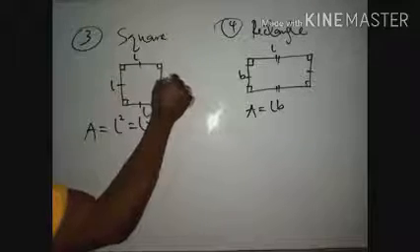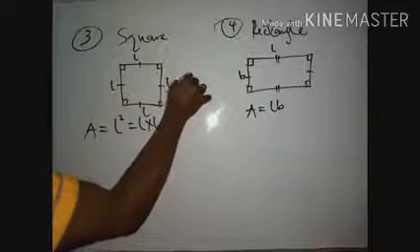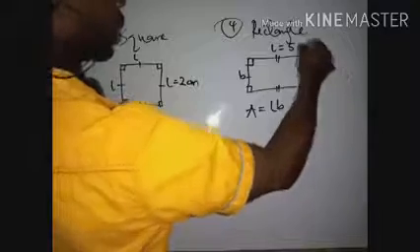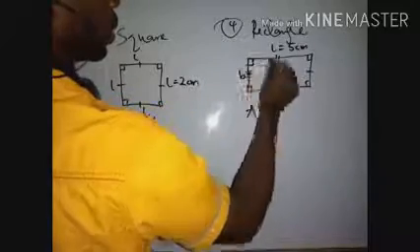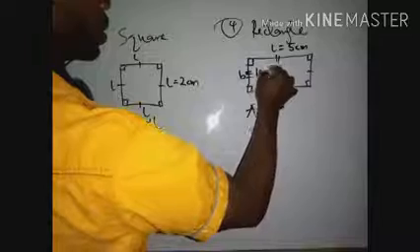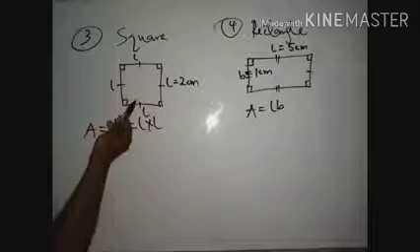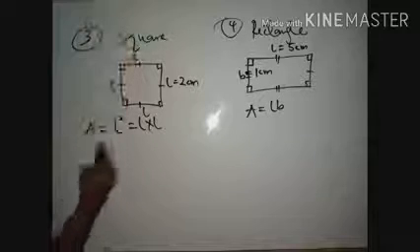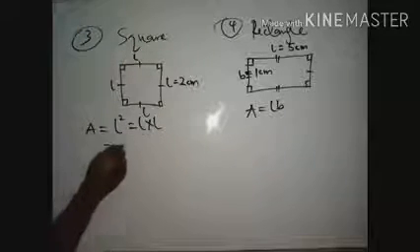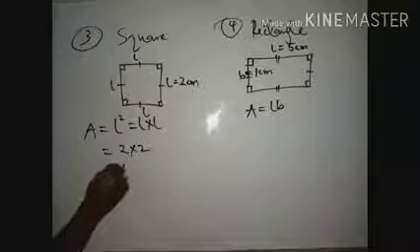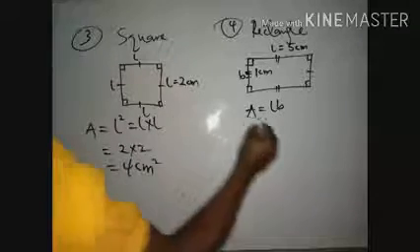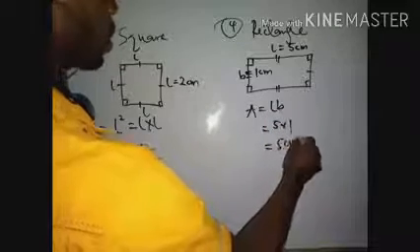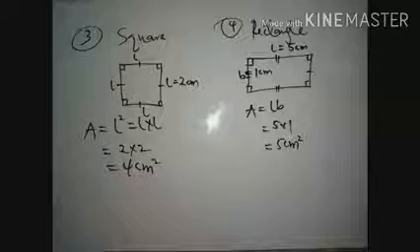Let's assume that the length here is 2 centimeters. Let's assume that the length here is 5 centimeters and the breadth here is 1 centimeter, for example. If I want to find the area, sometimes, if it's a square, most of the time they'll give you the length of one side because they know everything is the same. So in this case, it is just 2 times 2, and the answer is 4 centimeters square. And in this case, it is just 5 times 1, and the answer is 5 centimeters square. So please take note of this.